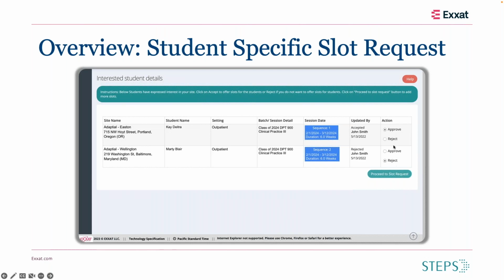And once they're all done approving and rejecting those offers, they then proceed to the slot request, which then takes them to that same set of screens we just saw on the previous slide. So it's just 1 step added to this process, very easy for the sites to approve or reject specific student requests.